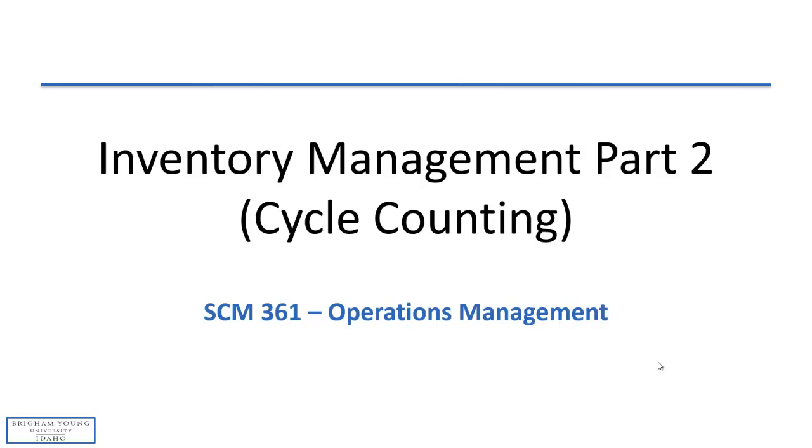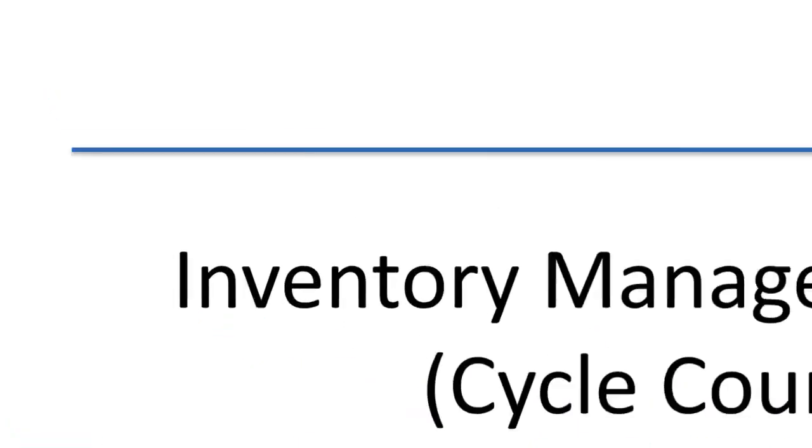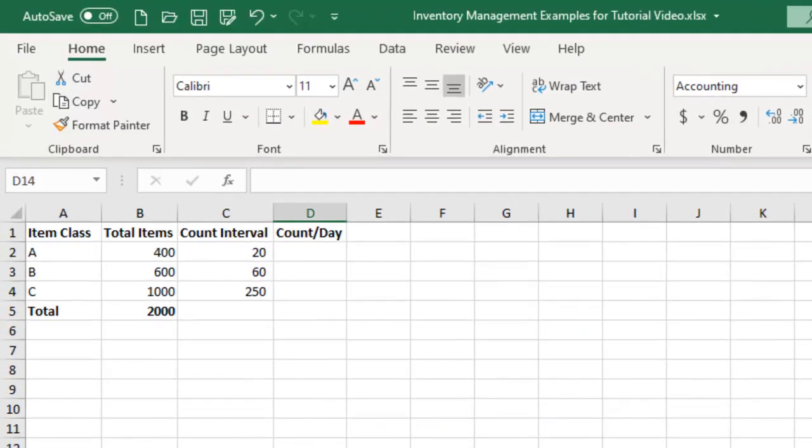This is video number 2 in our series of inventory management tutorial videos, and in this video we're going to show you how to do cycle counting. This goes hand in hand with the ABC classification. Once we have our items classified, then we can use that information to help us determine how frequently we want to keep an eye on these different items.